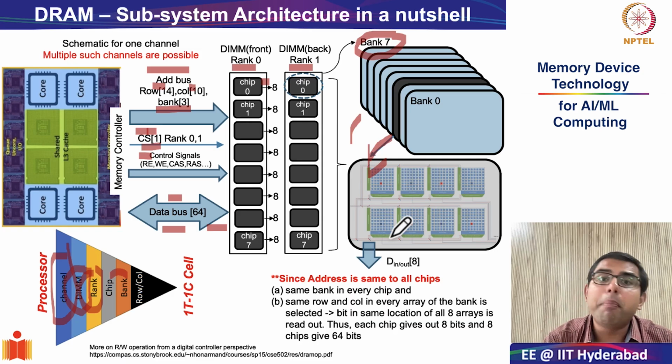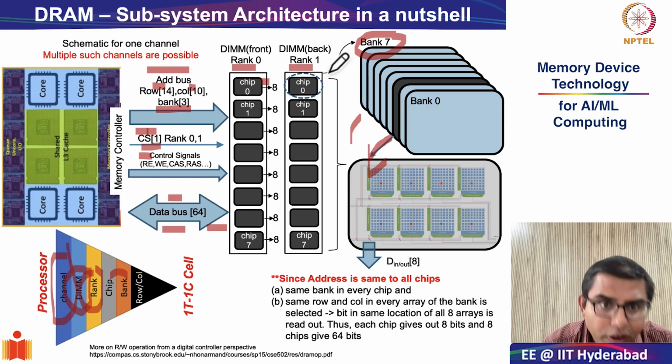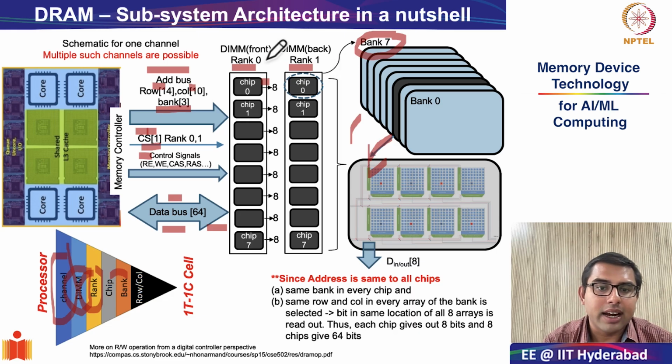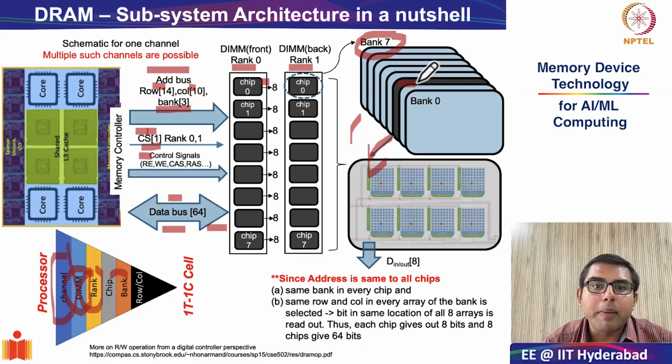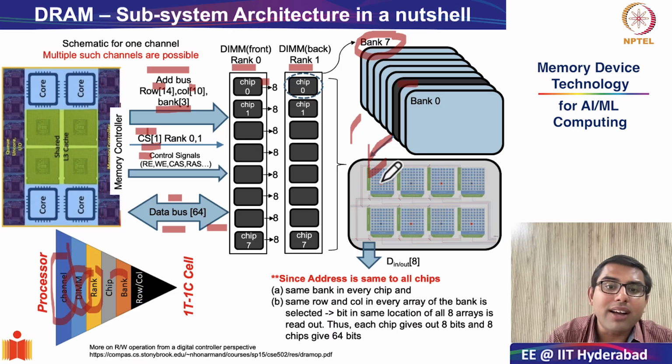So it is very important here to note the fact that since the address bus goes uniformly to all the chips, therefore the same bank in every chip is getting selected. Chip 0, chip 1, all across chip 7. In this case, it happens to be bank 0, bank 1, bank 2. So here, bank 2 in all the chips is getting selected. And within every bank also, the same row and column address is being selected in every array of the bank.